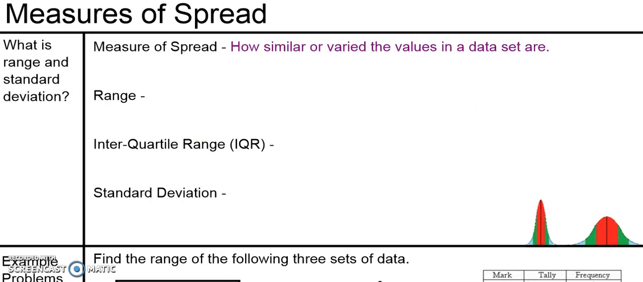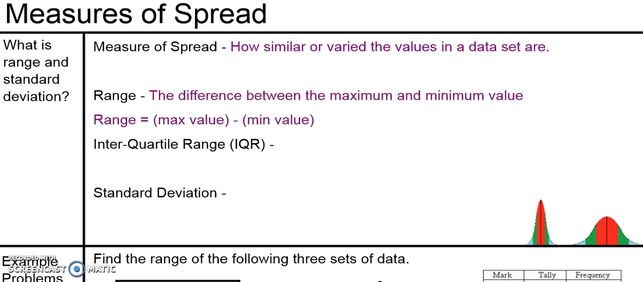Now we have three ways of measuring the spread or the variability of a set of data called range, interquartile range, and standard deviation. Let's start by talking about the simplest one, range. The range is the difference between the maximum value and the minimum value of a data set. So all you need to do is find the maximum value and subtract the minimum value. Let's practice this.